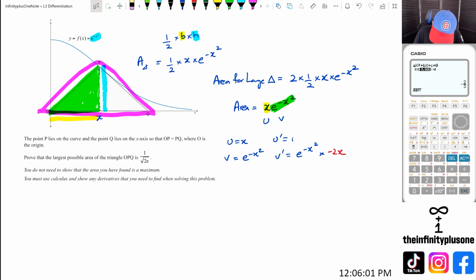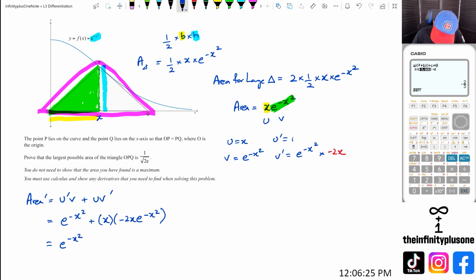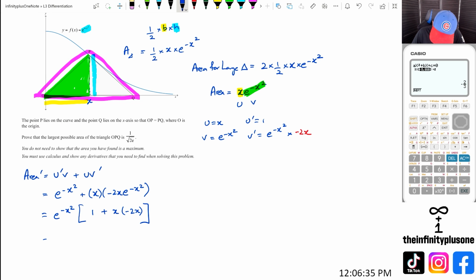So we are going to get the area differentiated, which is going to be u dash v plus u v dash. So u dash is 1, v is e to the power of negative x squared, plus u, which happens to be x, multiplied by v dash, which is negative 2x e to the power of negative x squared. Now e to the power of negative x squared can be taken out as a common factor. So we're going to get 1 plus x times negative 2x. So ultimately, we're going to have e to the power of negative x squared, and here we're going to have 1 minus 2x squared.